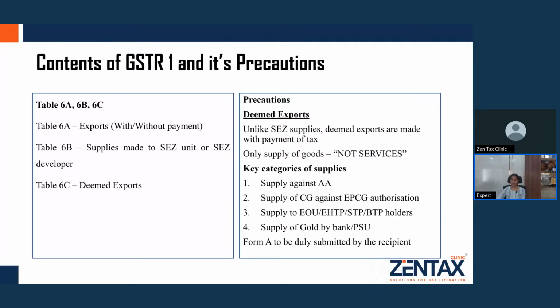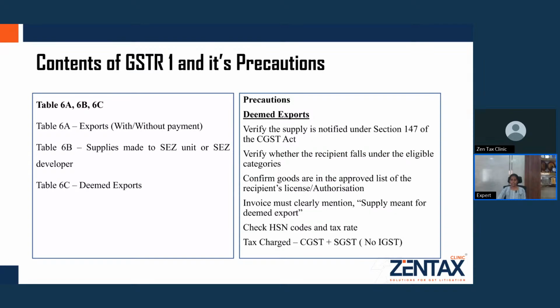And when capital goods like machinery are supplied to a business under the EPCG scheme, that is the export promotion capital goods scheme, and the machinery helps in manufacturing goods for export promotion, this will also be treated as a deemed export.